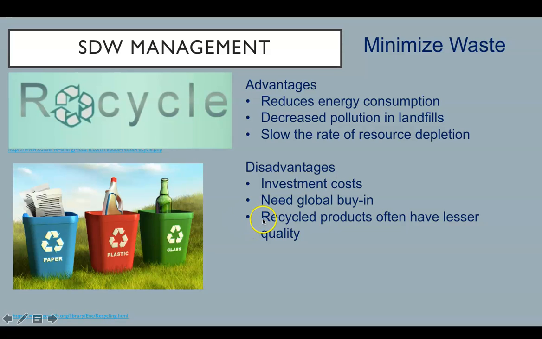Quality. Products made from repurposed materials simply don't stand up quality-wise to new material. They're often fragile and overused. The more a piece of material gets recycled, the worse it gets.